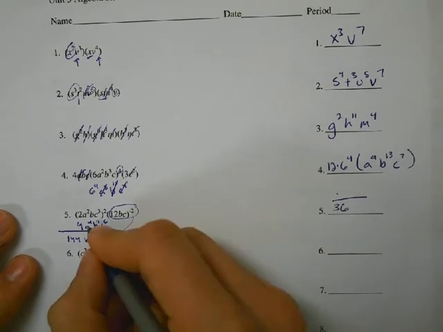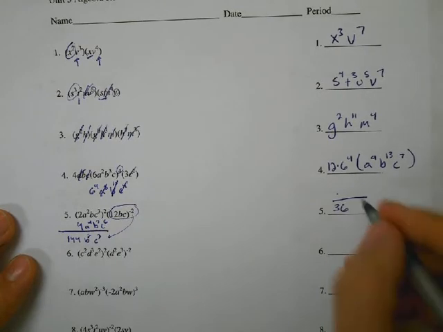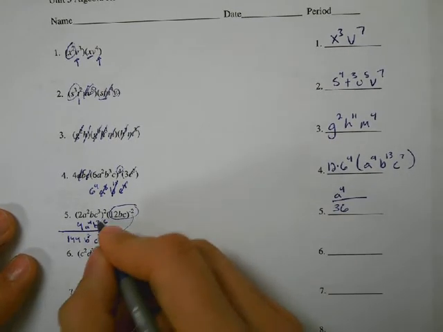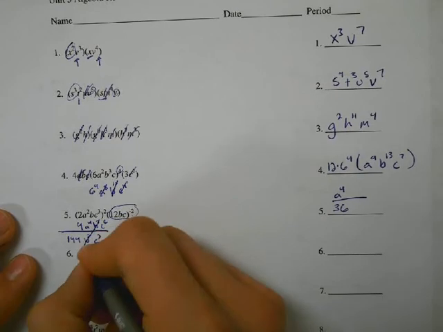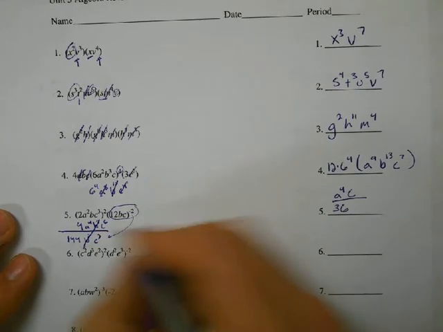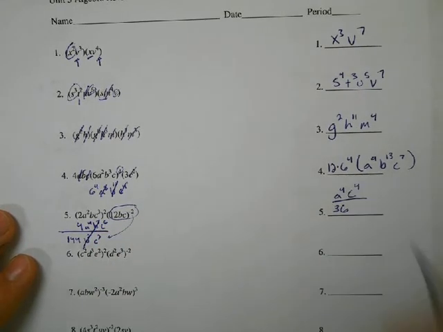I look at my a's. I've got more a's on the top. How many? 4 more a's on the top, so a4. Look at my b's. They're even, so they're going to cancel out. My c's, I have more c's on the top. How many more? 4 more.